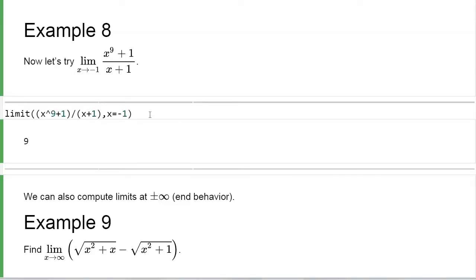Alright, we looked at this one numerically above, and it looked like the answer was 9, and Sage agrees with us. The answer is 9. Be careful typing this fraction into Sage. Notice the parentheses here around the top of the fraction, parentheses around the bottom of the fraction.